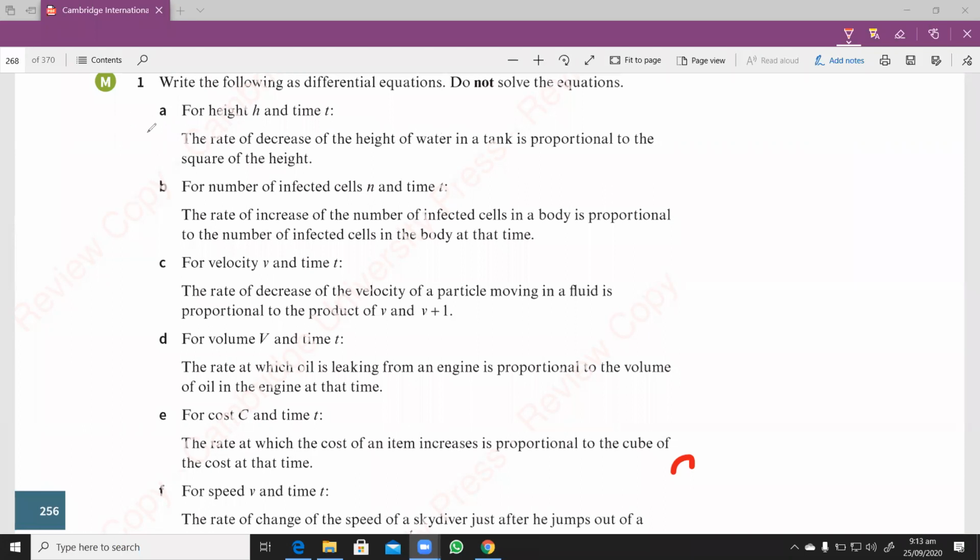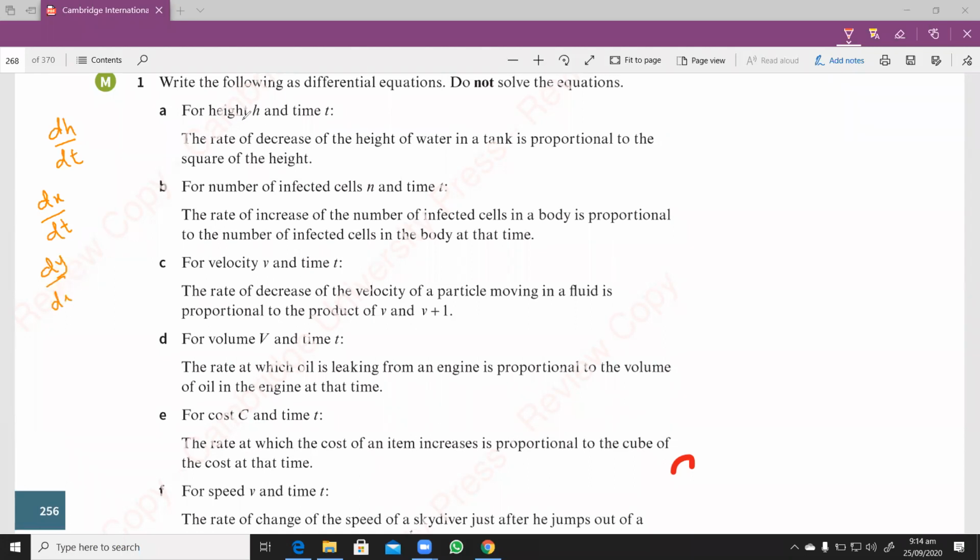Now it says for height h and time t, the rate of decrease of the height of water. This is the rate of decrease of height, so that has to be taken as dh by dt. That is the rate of change of height, basically. If it is decreasing, you will put that equal to minus, okay? You have learned about the rate of change of x, that you were writing as dx by dt, the rate of change of y, that was dy by dt.